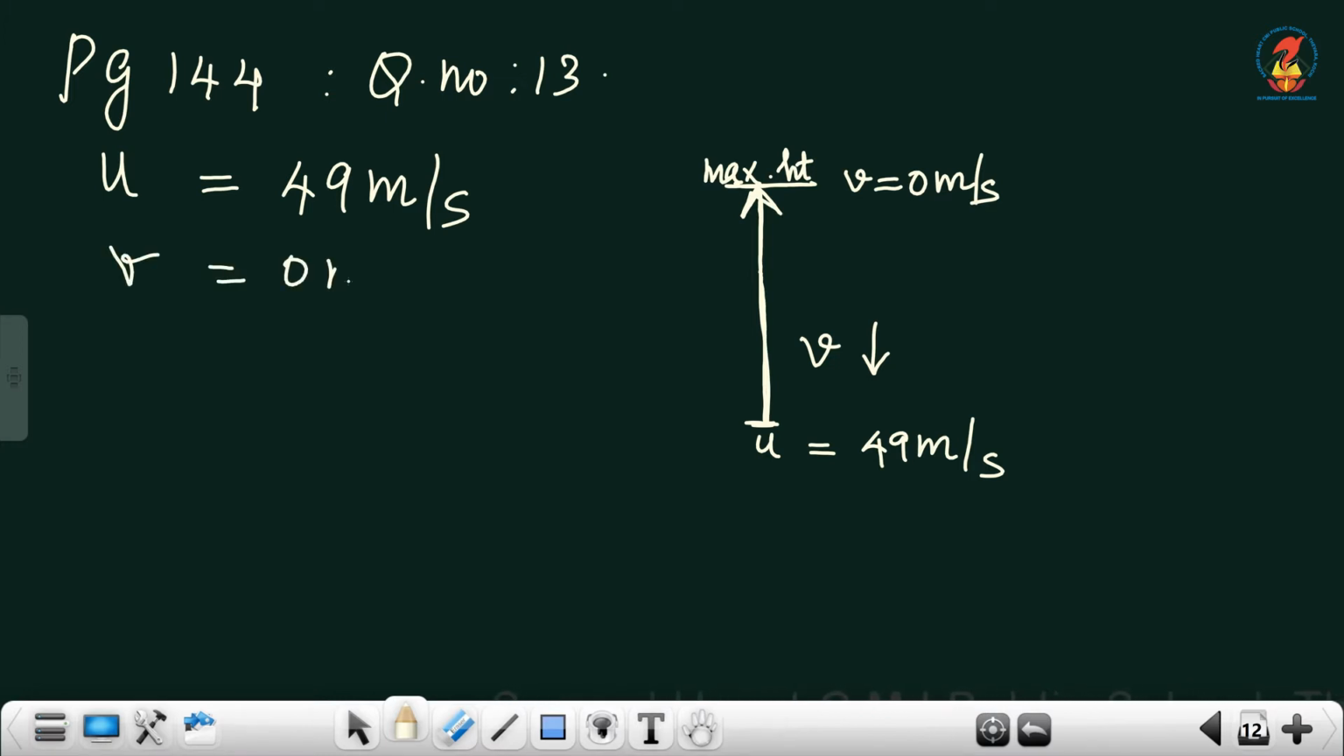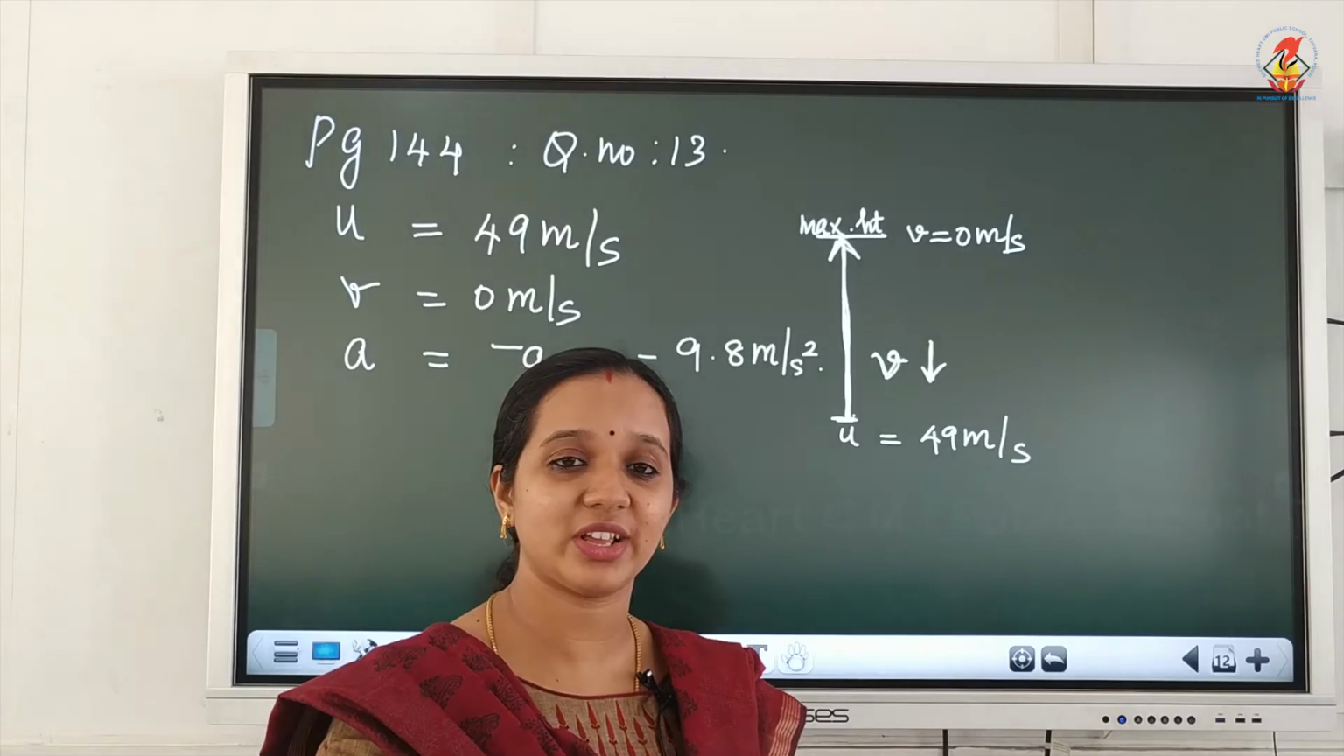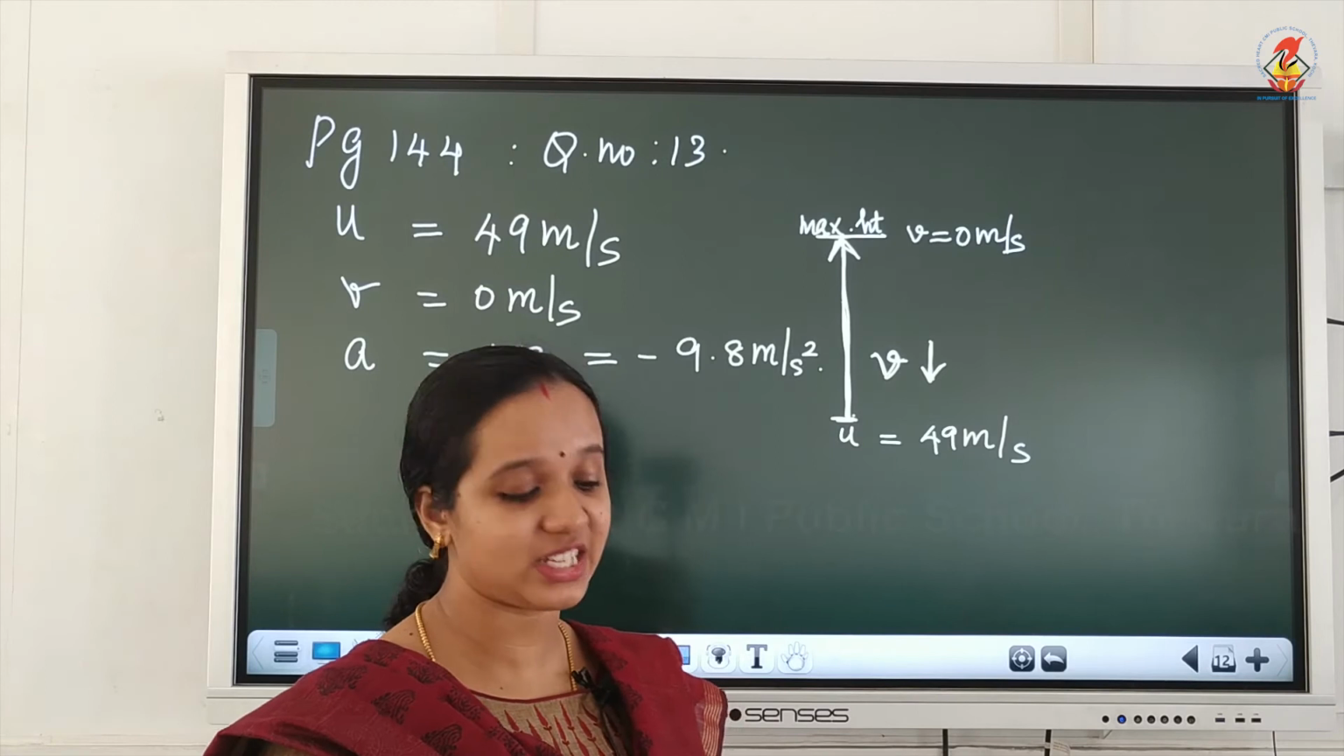become 0. And here, since it is moving up and its velocity decreases as it ascends, the acceleration of the body will be equal to acceleration due to gravity and will have a negative sign since it is moving upwards. So g will have a negative sign. So the value of g will be minus 9.8 meter per second square. Okay. So these are the values given in the question.